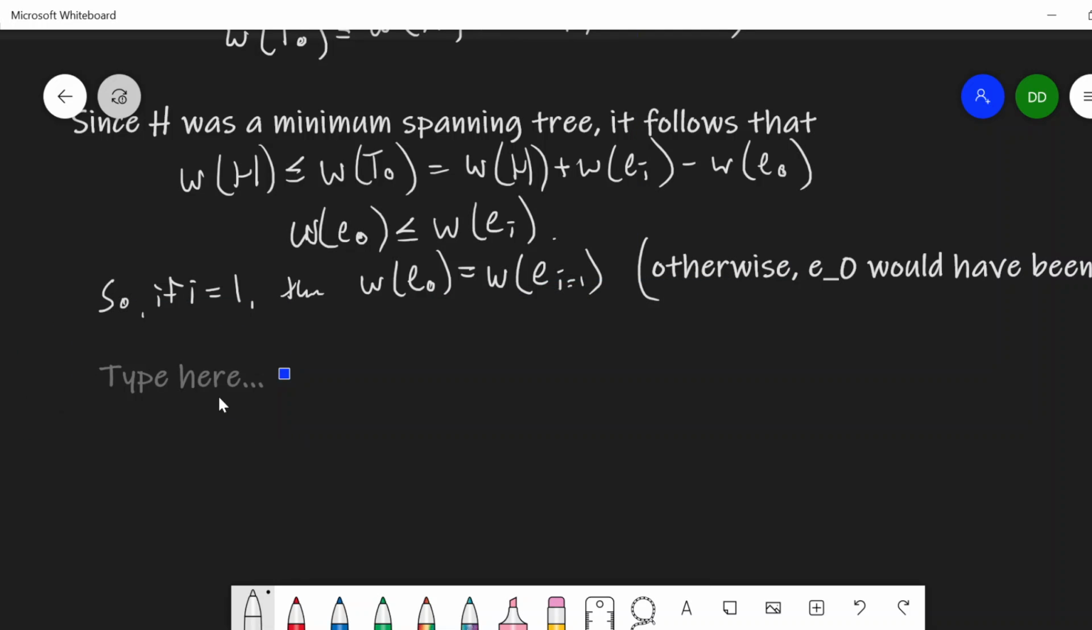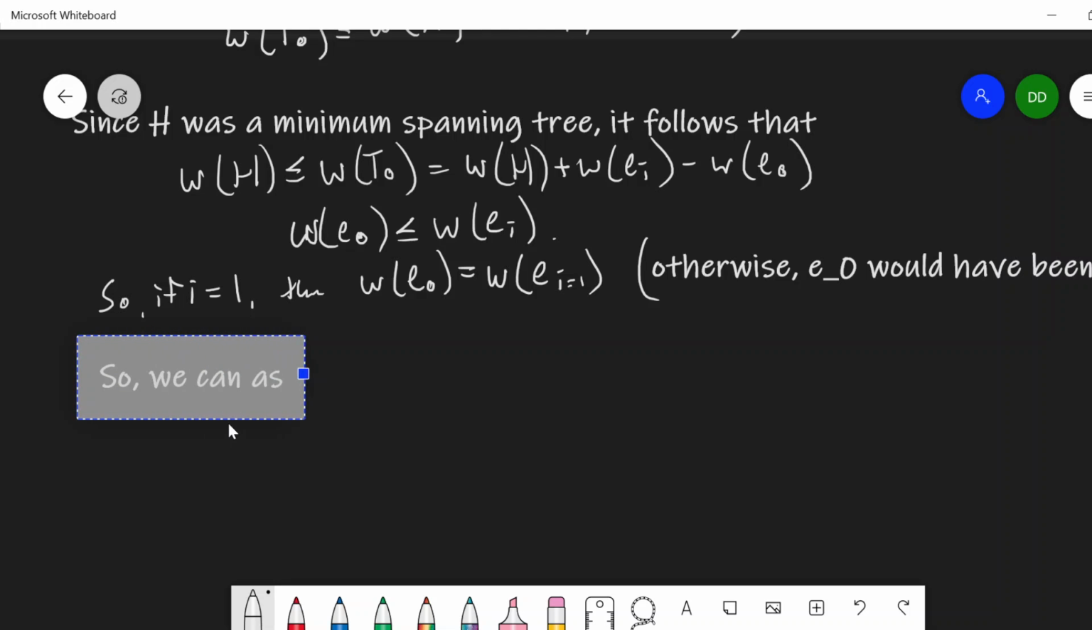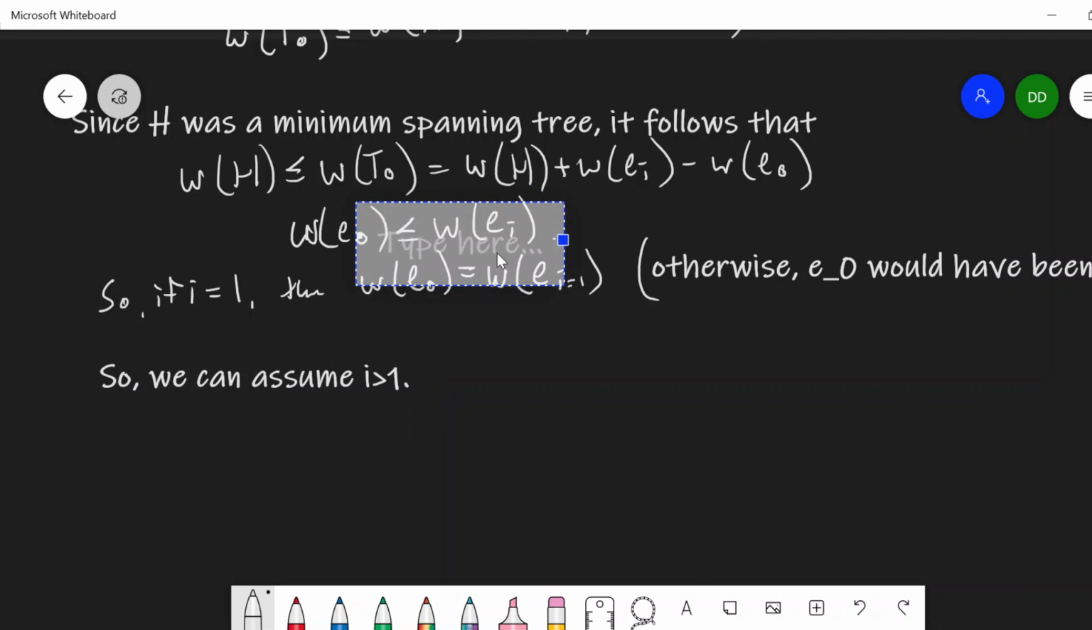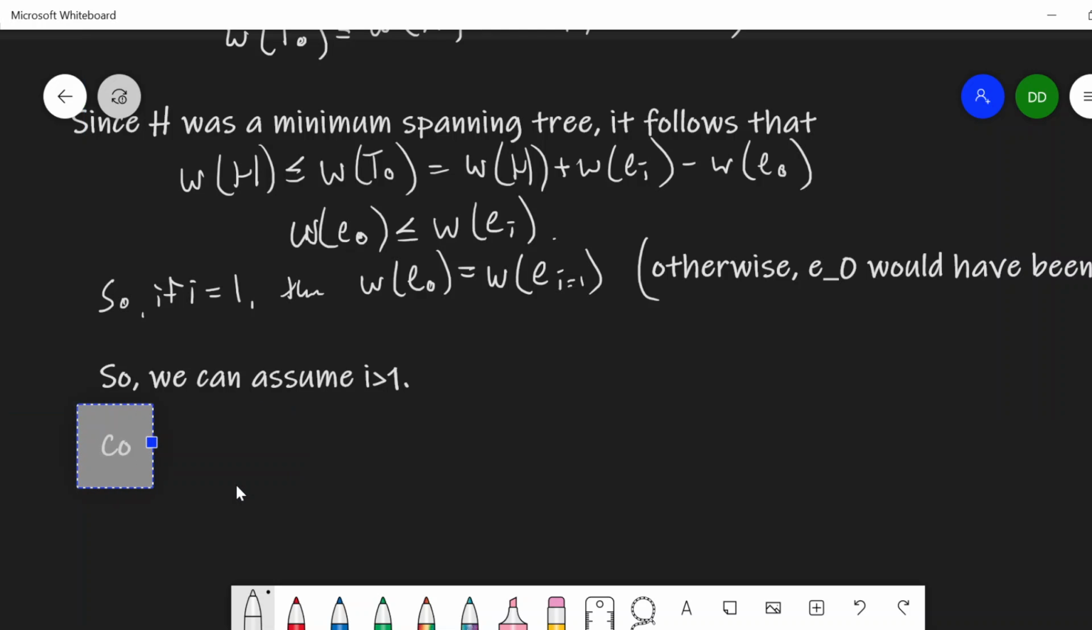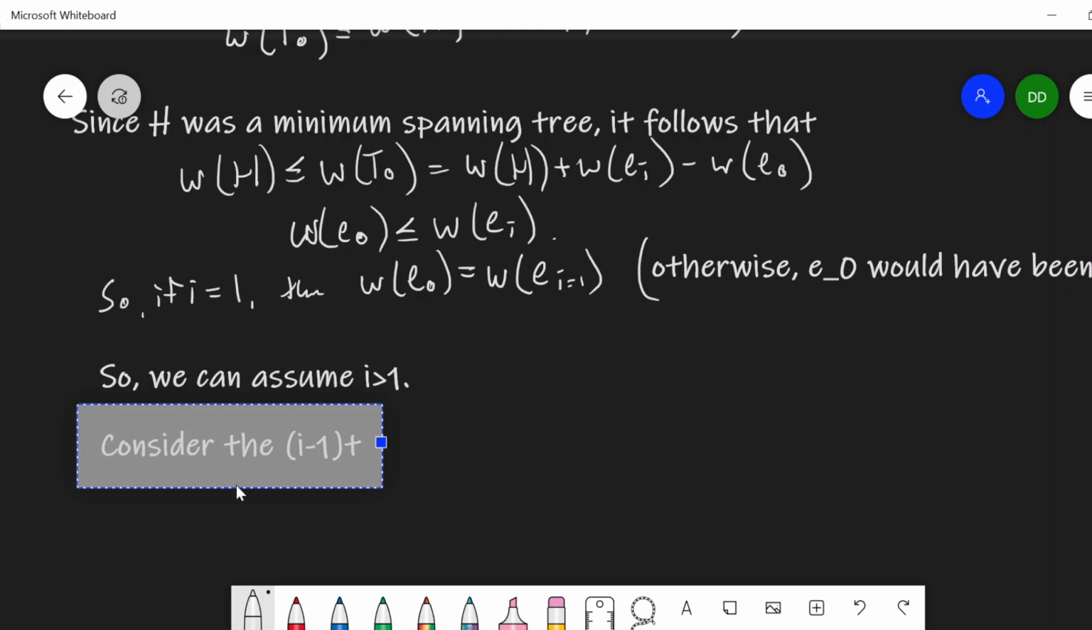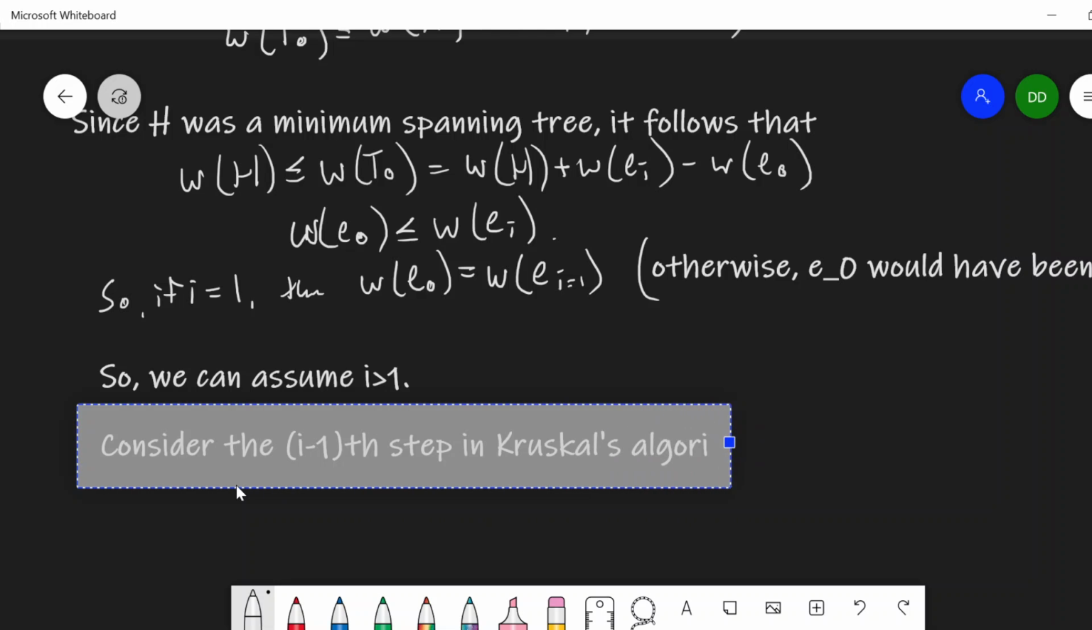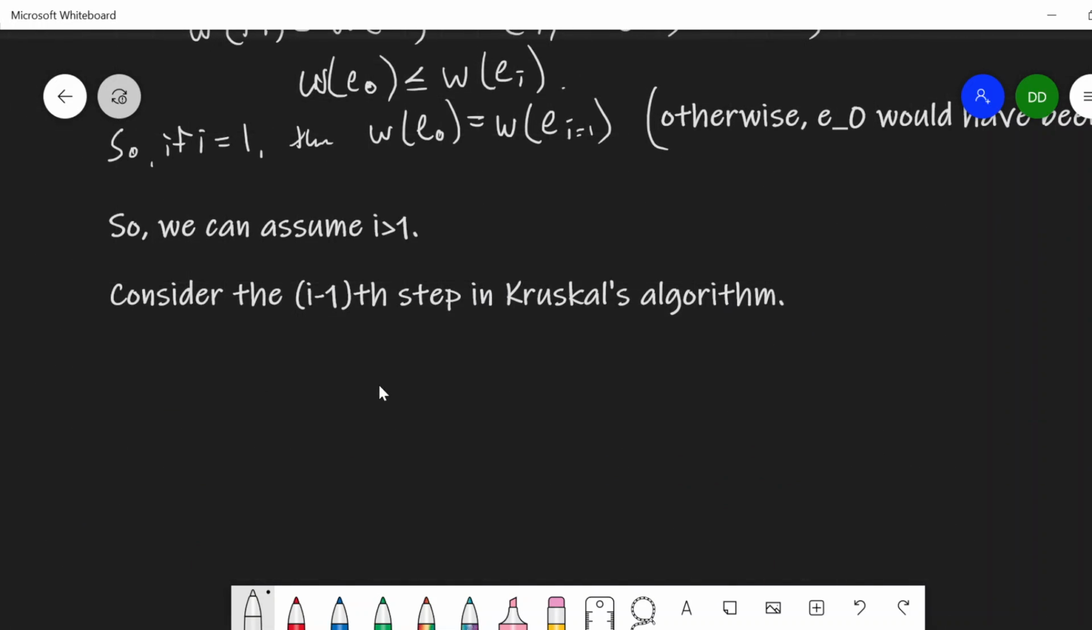So we can assume I is strictly greater than 1. But we'll still run into an issue here. So what I'll say is, consider the I minus 1 step in Kruskal's algorithm. That is, we're building this tree T in Kruskal's algorithm, and we already have the edges E1, E2, up through E sub I minus 1 selected.